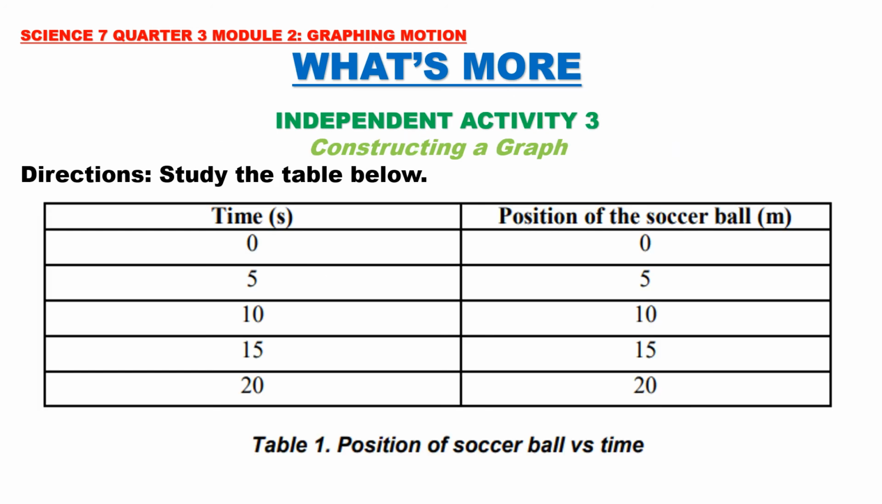Independent activity 3, constructing a graph. So study the table below. We have position of soccer ball versus time. Time is in seconds. Position of the soccer ball is in meters. At 0 seconds, 0 meters. At 5 seconds, 5 meters. At 10 seconds, 10 meters. At 15 seconds, 15 meters. At 20 seconds, 20 meters.